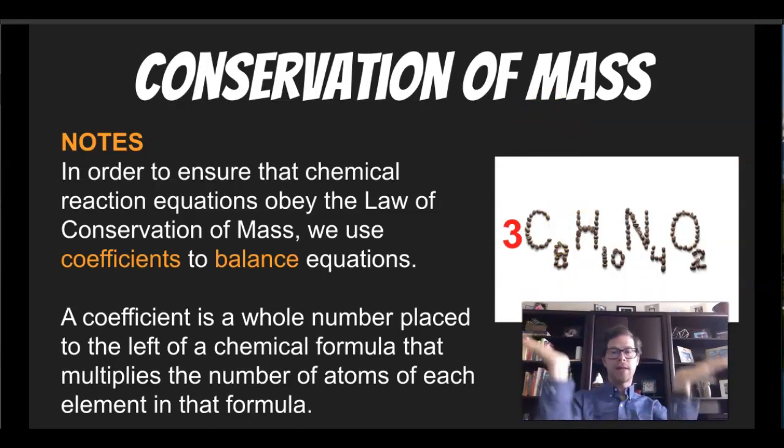Okay, and so what the law of conservation of mass does for us in chemical equations is it tells us we have to balance them, right? They have to be balanced. That means you have to figure out how to make sure that reactants and products are the same. So we do that using coefficients. We use coefficients to balance equations.